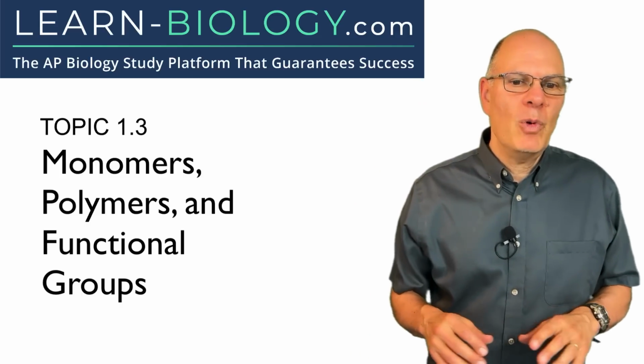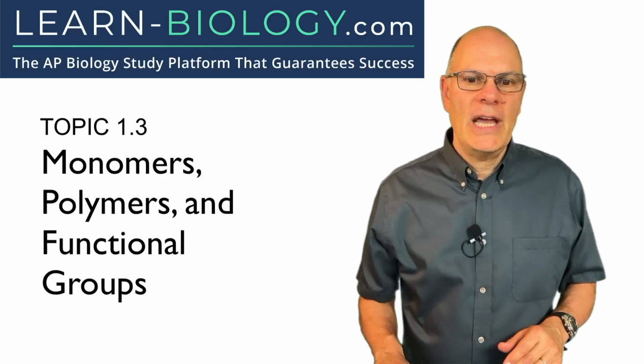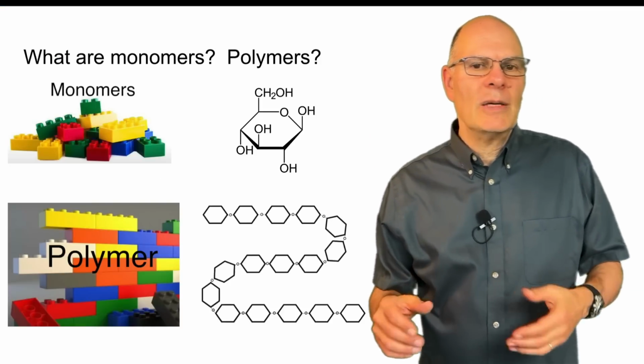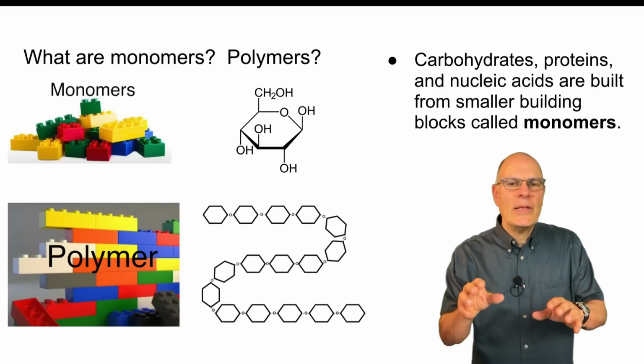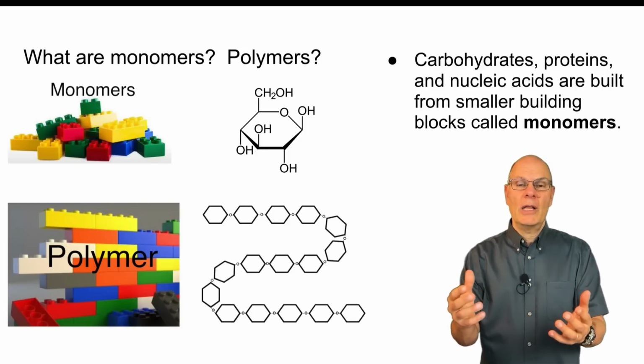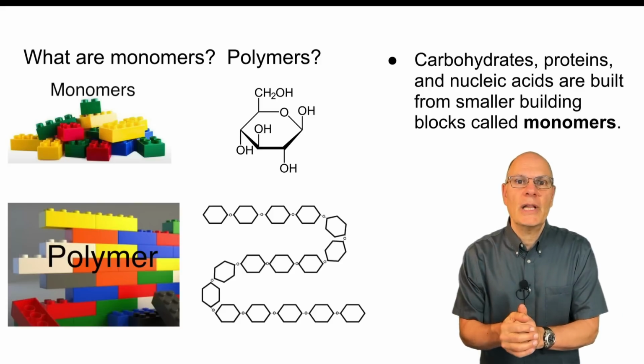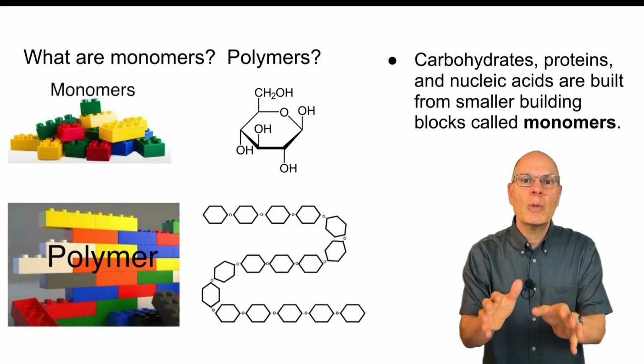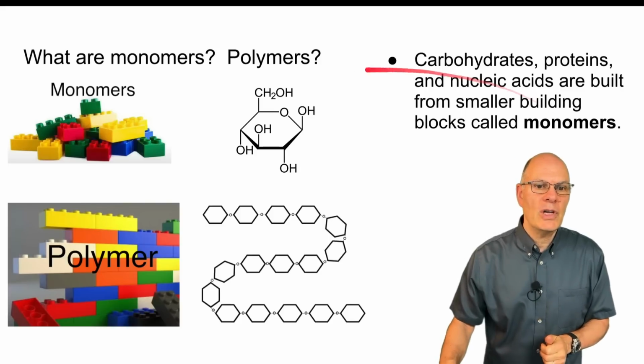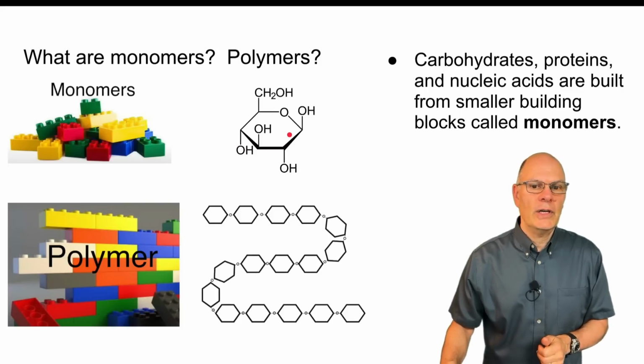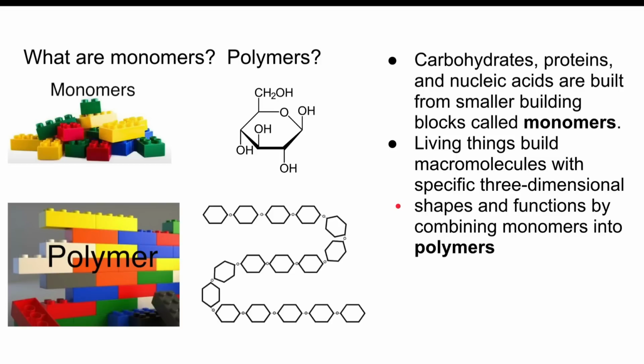Now on to topic 1.3, monomers and polymers and functional groups. So what are monomers? What are polymers? The basic idea is that 3 of the 4 groups of biomolecules, carbohydrates, proteins, nucleic acids, are built from smaller building blocks that are called monomers. So here's a glucose monomer over here. Living things build macromolecules, the big molecules, proteins, nucleic acids, polysaccharides, that have specific 3-dimensional shapes, and shape determines function, by combining these monomers into polymers.